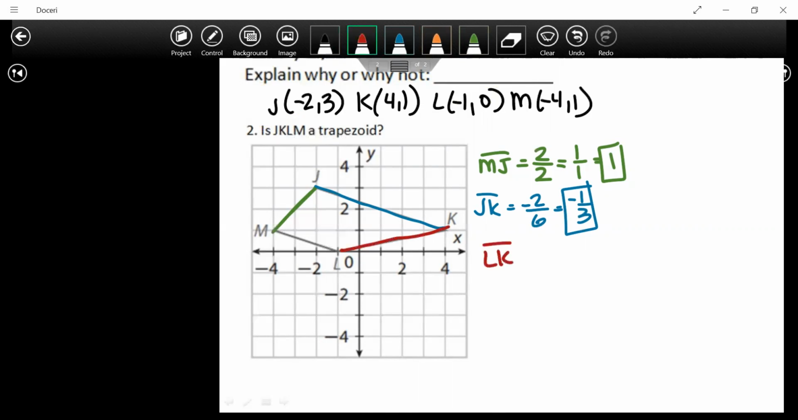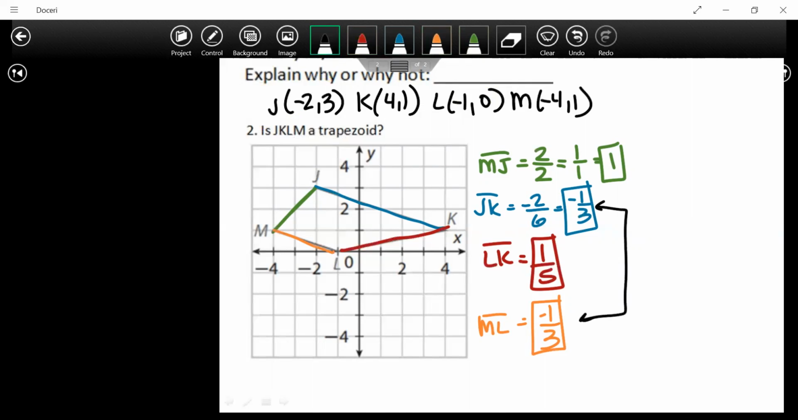LK is going up 1, how far over? Left by 5. So we have three of the sides not parallel or perpendicular. Let's check our last one. ML is going down 1 over 3, -1/3. Now, to make it a trapezoid, what do we need? Only one pair. Do we have one pair the same? Yes. Specifically, which two?